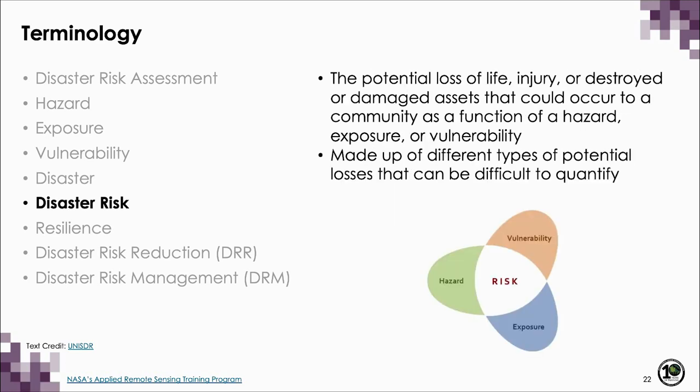Disaster risk is the potential loss of life, injury, or destroyed or damaged assets that could occur to a community as a function of hazard, exposure, and vulnerability. And so here it is shown that these parts all have to come together, and that's the disaster risk. What kind of hazard it is, how much exposure there is, and what's the level of vulnerability, that decides disaster risk.